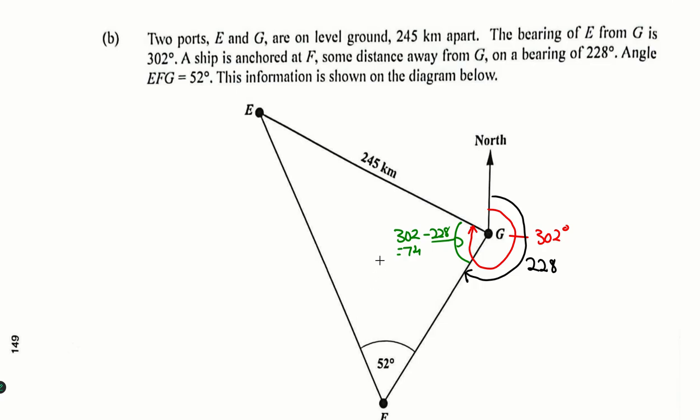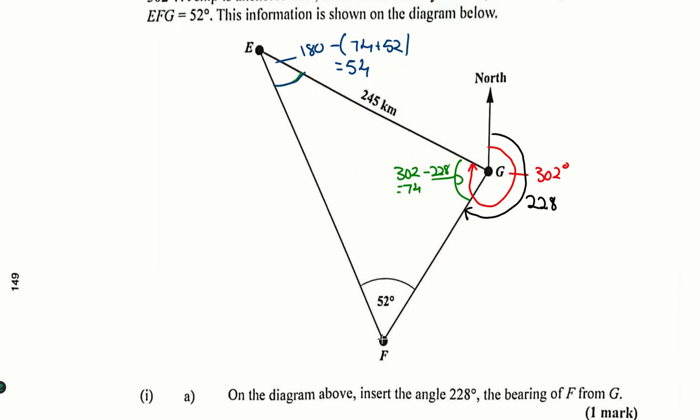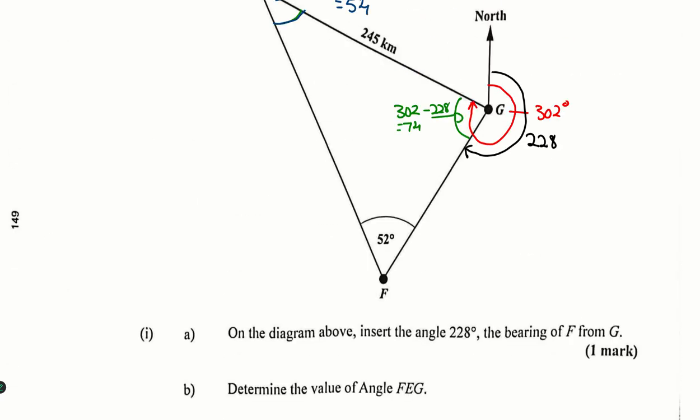We know a triangle is 180, so this angle here would be 180 minus 74 plus 52, that would be 54. So this angle here is 54. So for angle FEG, that would be 54 degrees, and that is the answer for it. Alright.